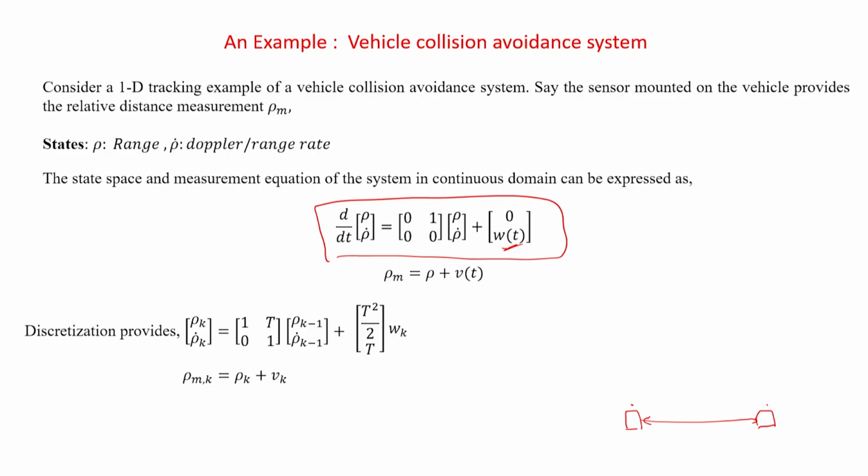Because rho double dot I have modeled as constant, but actually I do not know that; some unmodeled dynamics can come. So, that is why I have put some random excitation noise, just to model my ignorance about the physical process. So, the covariance of this is actually your Q.